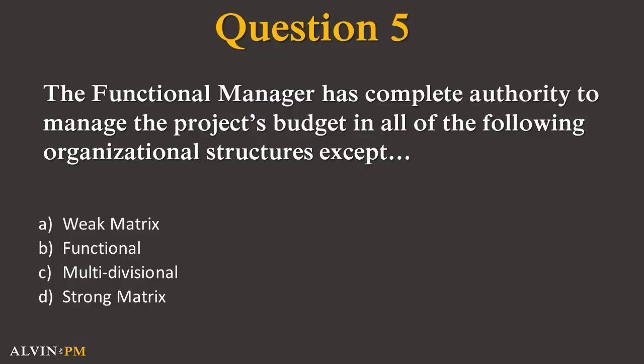Question 5. The functional manager has the complete authority to manage the project's budget in all of the following organizational structures except, is it A, weak matrix, B, functional, C, multi-divisional, or D, strong matrix? The correct answer is D.